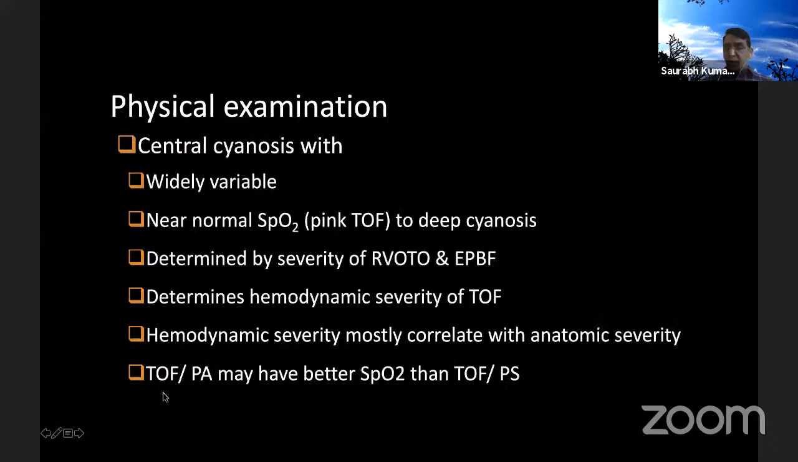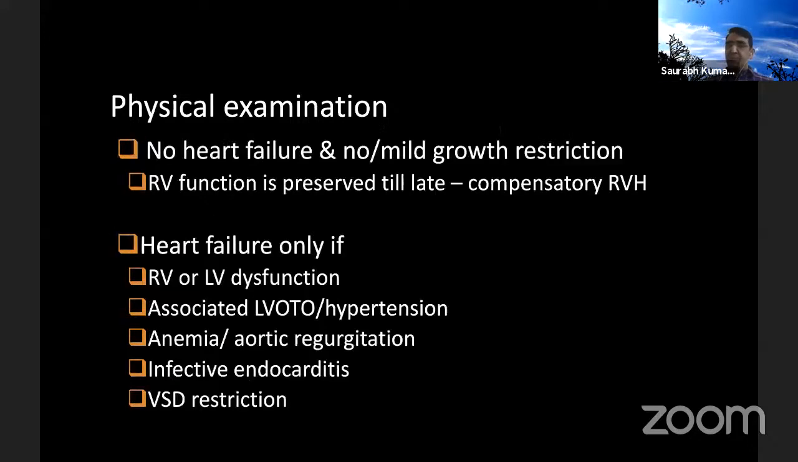One more thing, last year the TOF with pulmonary atresia may have better saturation than TOF with PS. It looks counterintuitive, but it occurs because if the alternative source of blood flow like the PDA or aortopulmonary blood flow is giving generous flow, then we may not have as severe cyanosis as we might be anticipating. So a deep cyanosis does not make either of the diagnosis more or less common. It may be pulmonary atresia as it may be pulmonary stenosis.